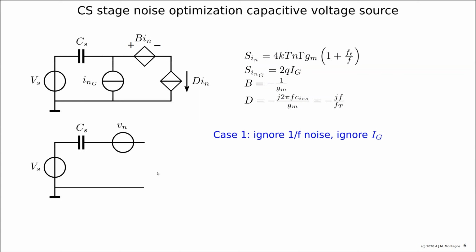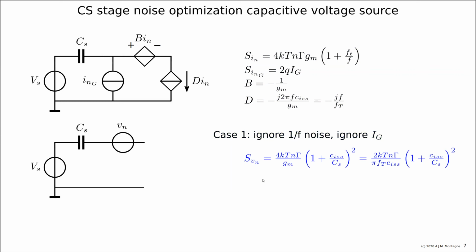So the first case I would like to discuss with you is that we ignore the 1/f noise, just for the sake of simplicity, and later we will also study the influence of the 1/f noise. And we will ignore the DC current to the gate, because usually it can be ignored because it's extremely small, but of course it is interesting to know what happens if it becomes relevant. So there will be a question for you then.